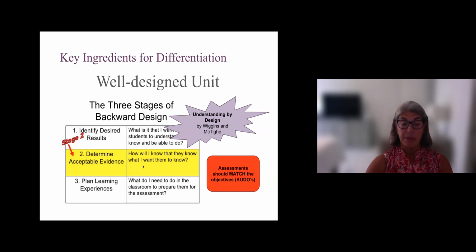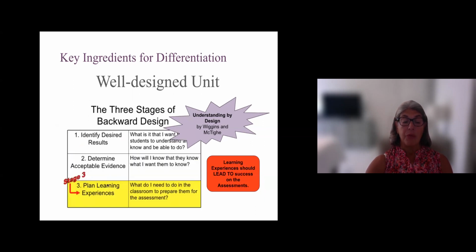Then determine acceptable assessments. How will I know they know this? How will I know if they're able to do what I want them to do? And this should match this. The acceptable evidence should match the desired results. Right? And then we plan the learning experiences. And these learning experiences should lead to success on the final exam.